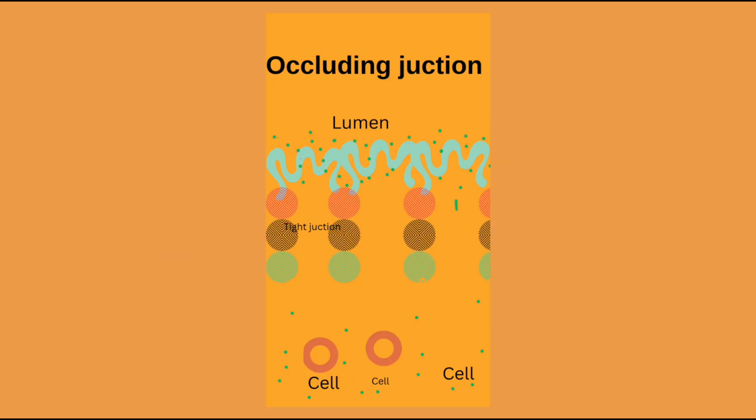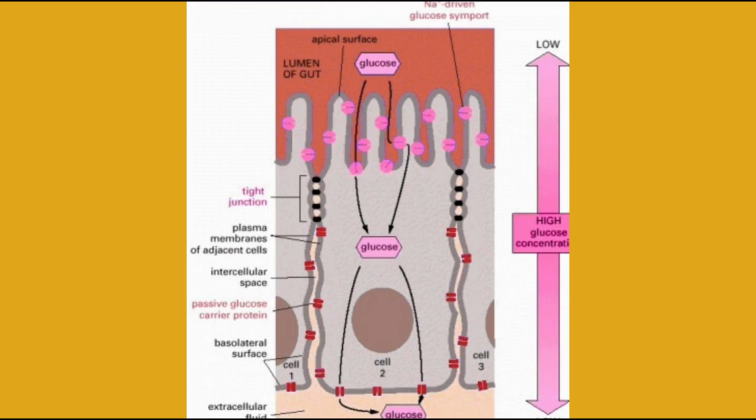In the apical membrane, in the cytoplasm of the epithelial cell and the basolateral membrane. So the apical membrane is facing the lumen of the gut. In the cytoplasm of the epithelial cell, the glucose is accumulated inside the cell, creating a high intracellular glucose concentration. What is happening here in the cytoplasm? There is a high intracellular glucose concentration. And the basolateral membrane is facing the blood.